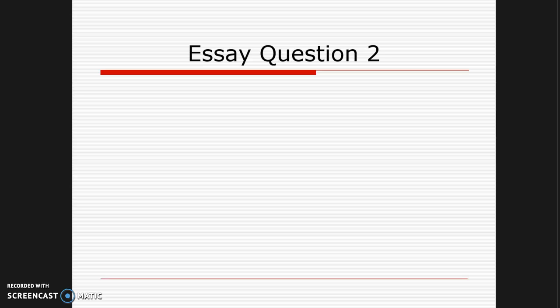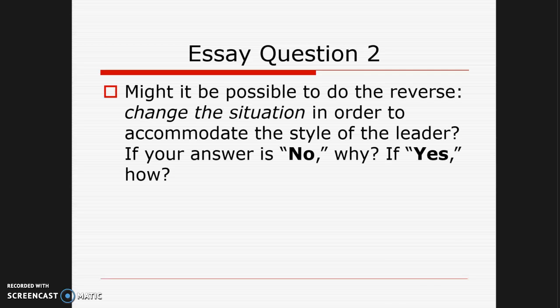Essay question 2 has to do with situational leadership. And it kind of reversed the theory. It asks you, is it possible to change the situation to accommodate the style of the leader? Why would you want to do that? Well, let's say you only have a couple of leaders in your organization. It's a small company, and they're not that flexible. Nonetheless, they're really, really good leaders most of the time if they have the right group. So could you change the situation to match the style of that leader?